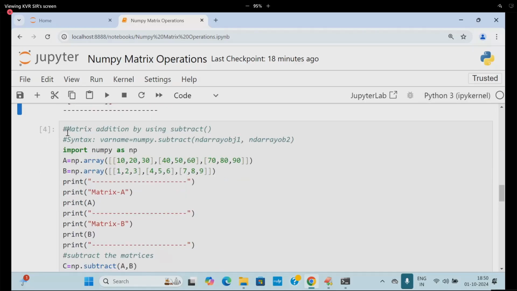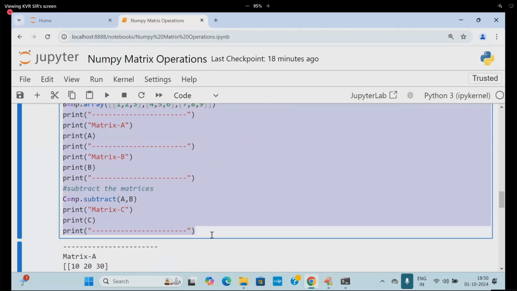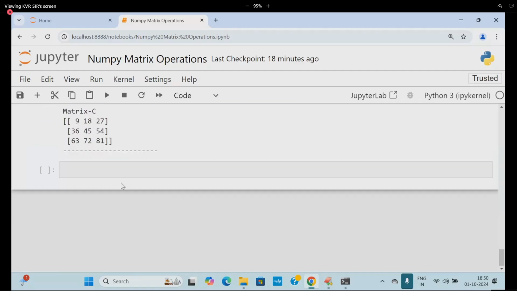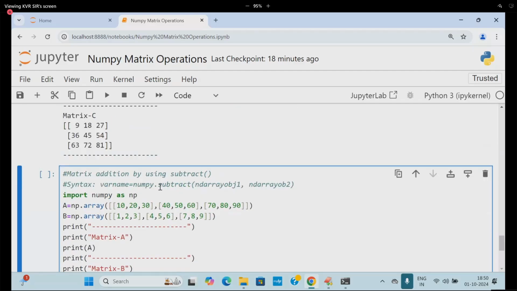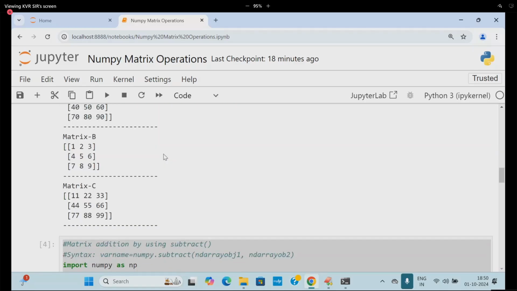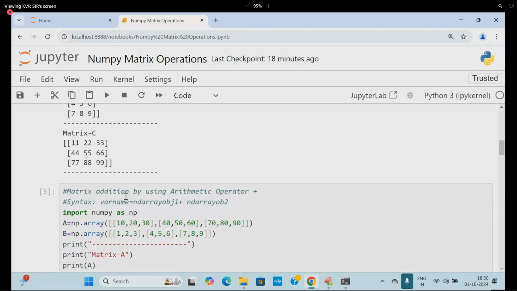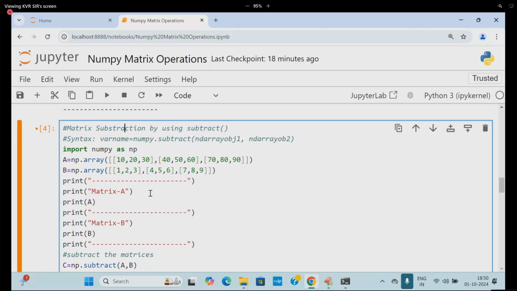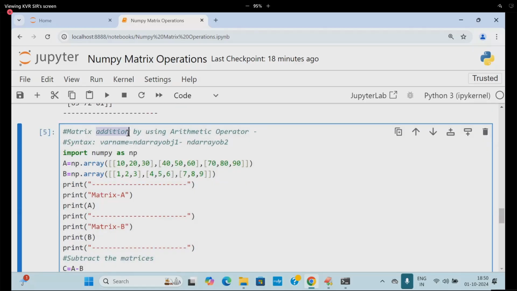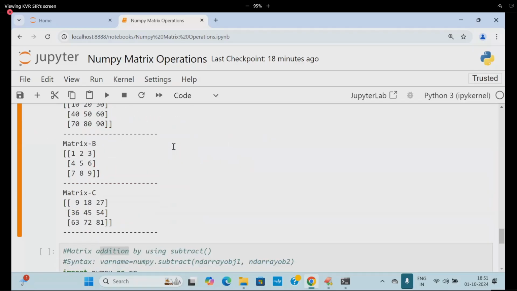Next, which function will I go for? Multiplication. Multiply. Spell it out: multiply. This multiply is going to do element wise multiplication, not matrix multiplication, of course. Here, matrix subtraction by using the subtract function. I will change the comment now. This is subtraction by using the arithmetic minus operator.